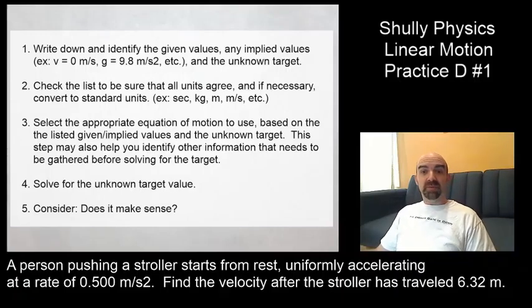This is linear motion practice D number 1. We're using the third equation of motion. We're going to start by writing down and identifying the given values, implied values, unknown, target, and then checking to make sure units agree, and finally picking out an equation that's appropriate.